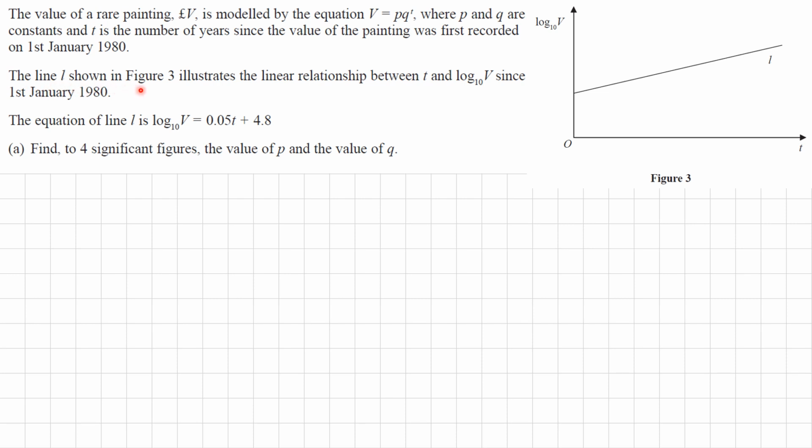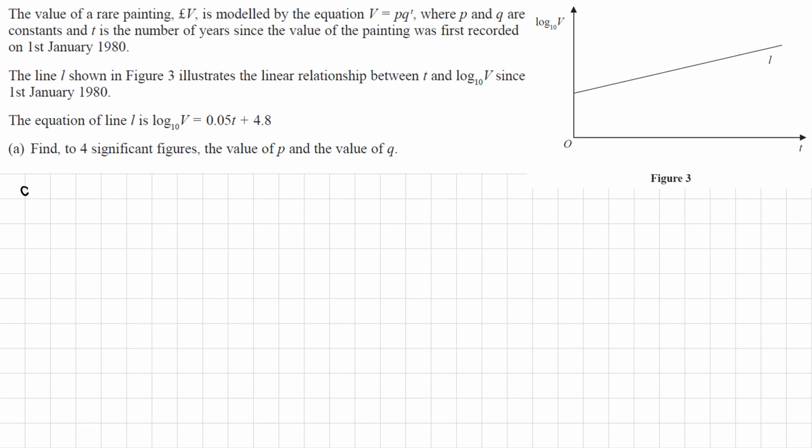The line L shown in figure 3 illustrates the linear relationship between T and log to the base 10 V since the 1st of January 1980. The equation of the line is log to the base 10 V is equal to 0.05T plus 4.8. In part A, we need to find to four significant figures the value of P and the value of Q.